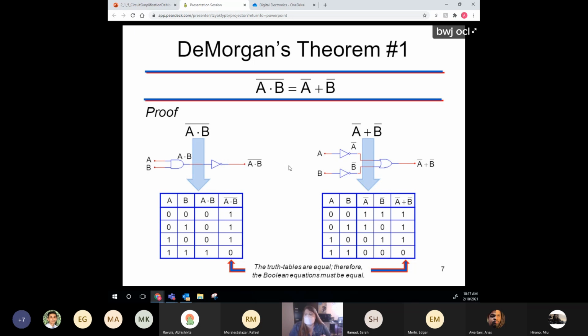Basically, you can't really do anything with not A times B because that not sign is over the entire thing. So what we have to do is substitute it as not A plus not B. Does anyone have any questions on that? And again, you don't have to draw the proof or the truth table.